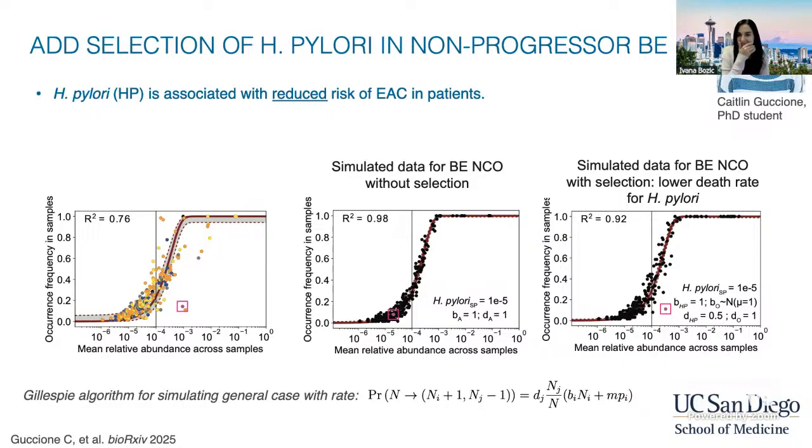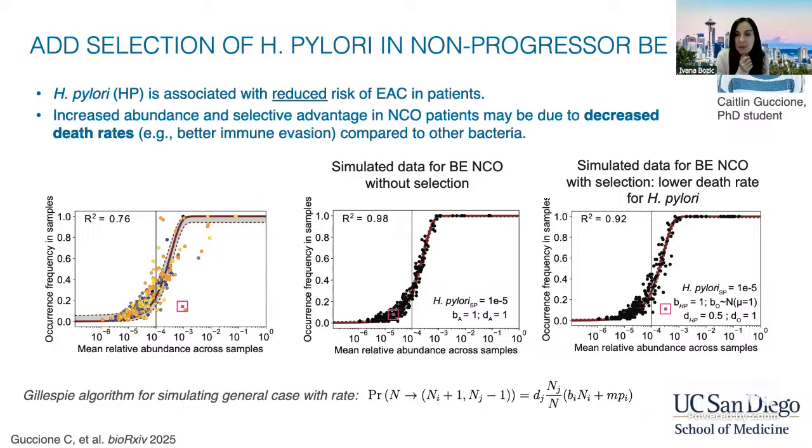Sorry, Kit. This is very interesting. I'm trying to understand. So basically, on the left, you're showing that H. pylori has a higher abundance than expected, based on how often it occurs in samples. And then when you look at the two plots on the right, why is the one on the far right fitting the data better compared to the other one?